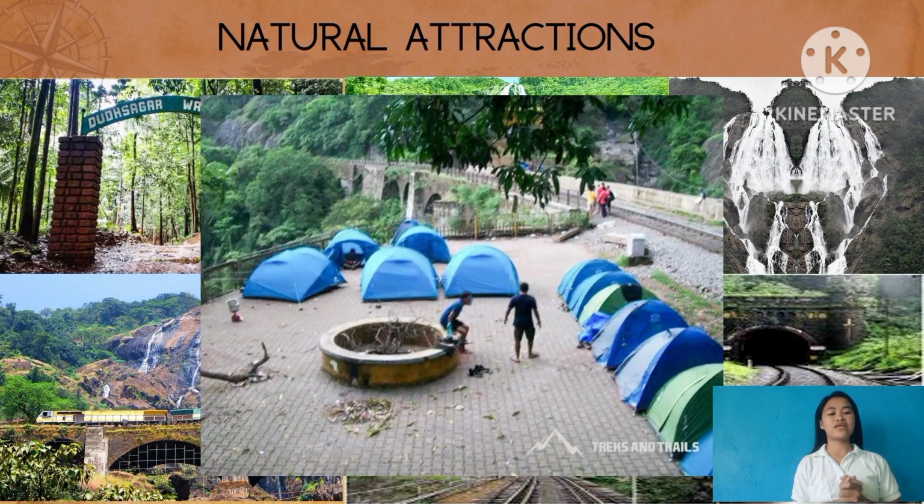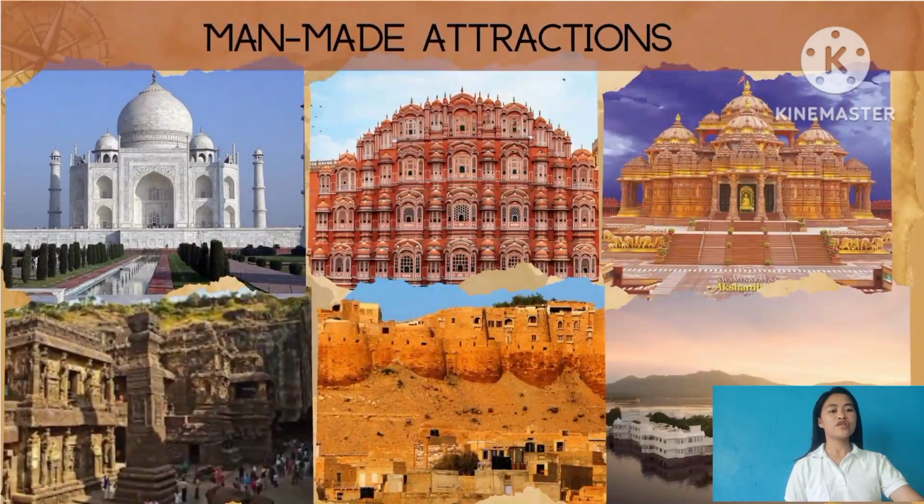Next are the man-made attractions. The first picture is the Taj Mahal, located in Agra. Next is the Hawa Mahal, located in Jaipur. Next is Akshardham Temple, located in New Delhi, the capital of India. Next is the Ajanta Caves, located in Maharashtra. Next is Jaisalmer Fort, located in Jaisalmer, and the Lake Palace.